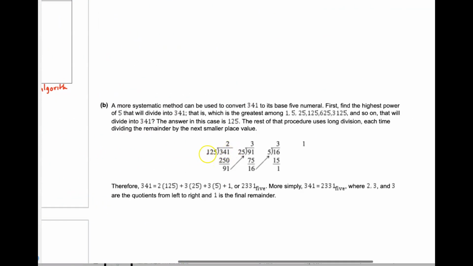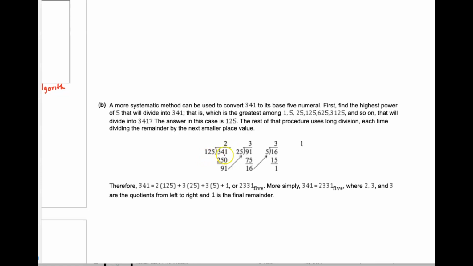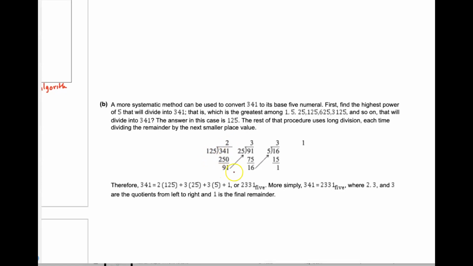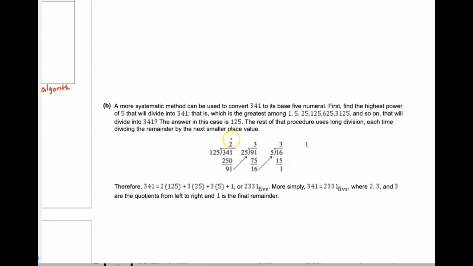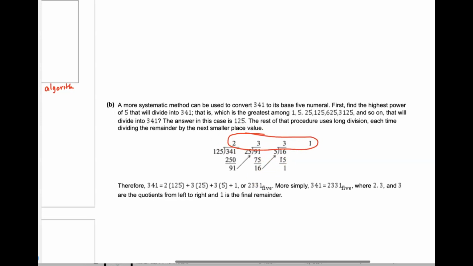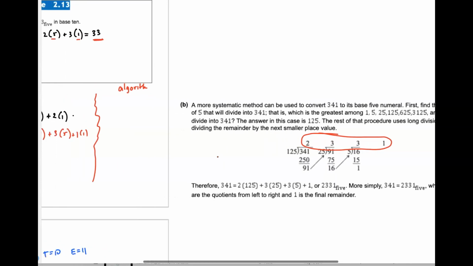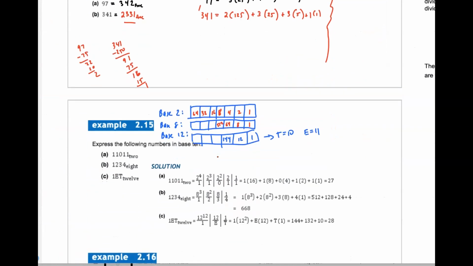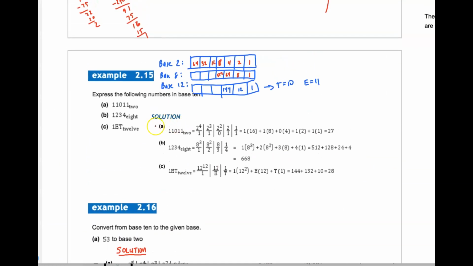You do a long division. You start with the biggest number. How many times does 125 go into 341? 2 times. Then with the remainder, how many times does 25 go into 91? And as you do it, you'll see you end up with your base 5 number across there. So again, there's a process you can use to convert those numbers. And then the last examples here look at other bases.